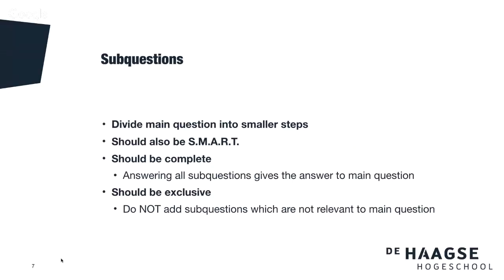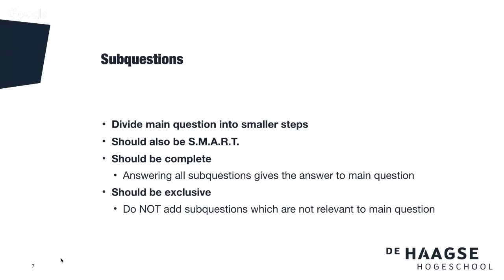The sub-question should also be specific and so on. They should follow the SMART formula. And then these are the two important criteria for sub-questions. The sub-questions should be complete, meaning that if I answer all the sub-questions, I automatically answer the main question. The sub-questions cover every aspect of the main question.